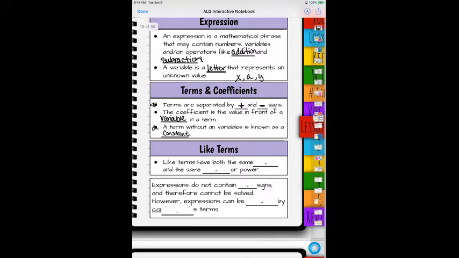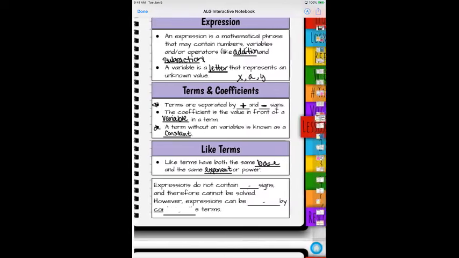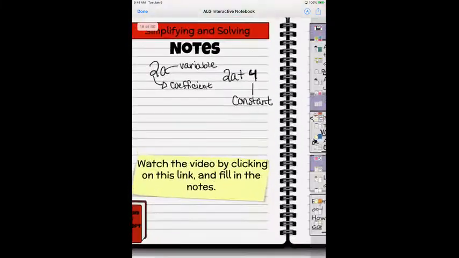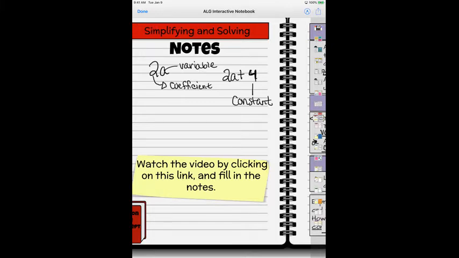Like terms have both the same base and the same exponent. I'm going to show you what that looks like. So right here, 3a to the second power can only be combined if the base and the exponent are exactly the same. So let's say 4a to the second, they have the same base and the same exponent, so they can be combined.